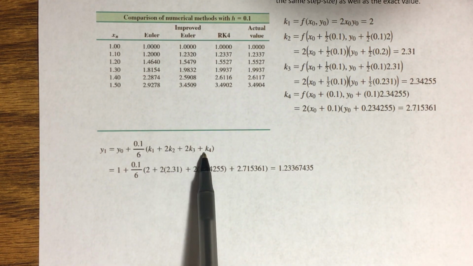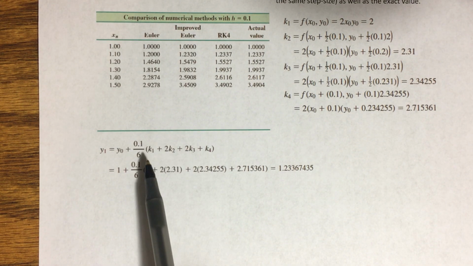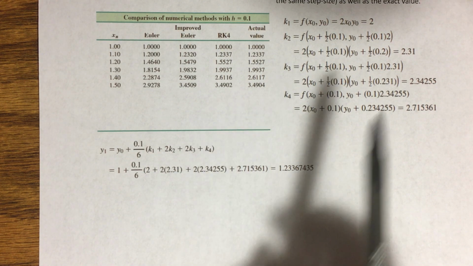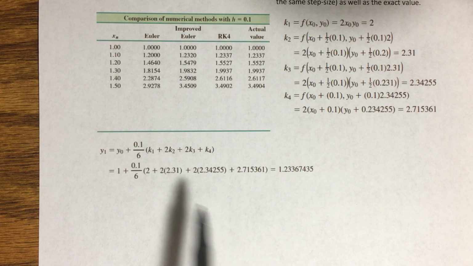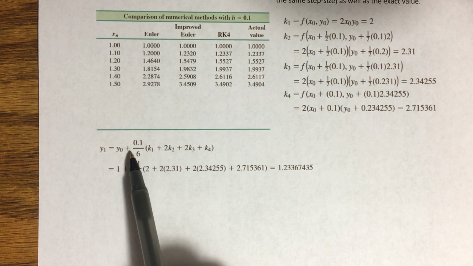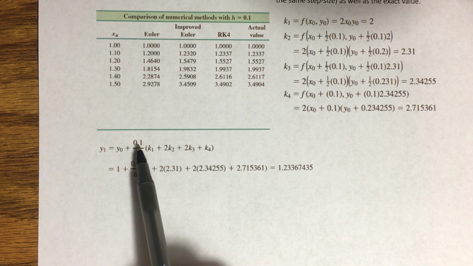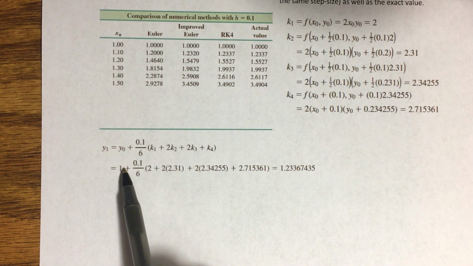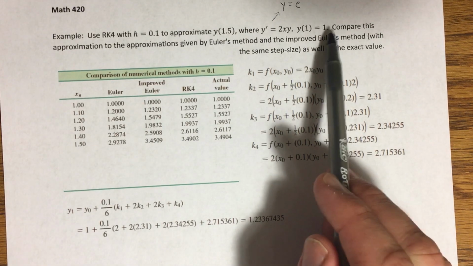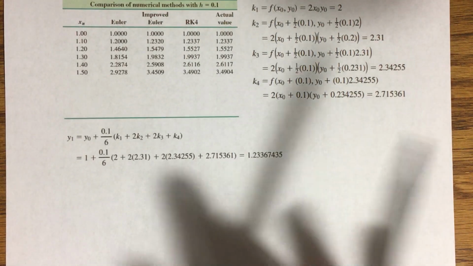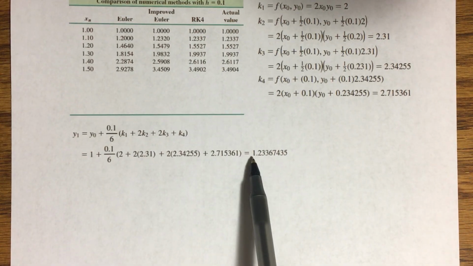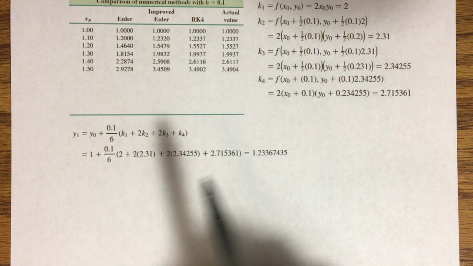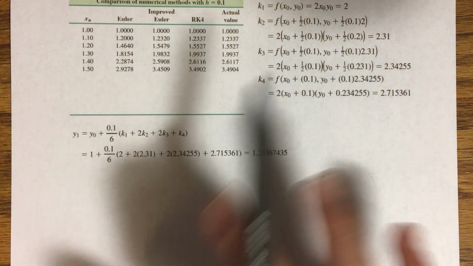Now, the point of finding K1 through K4 was so that we had the slopes that we needed to plug into that weighted average in the recursive formula, which remember was K1 plus 2K2 plus 2K3 plus K4. These are K1 through K4 right here, so that all gets plugged in. We multiply that by our step size over 6, so 0.1 over 6, plus the y naught, which in our case was 1. That's from our initial condition. All of that gets plugged into a calculator. We get 1.233674335. That is only one iteration of RK4.